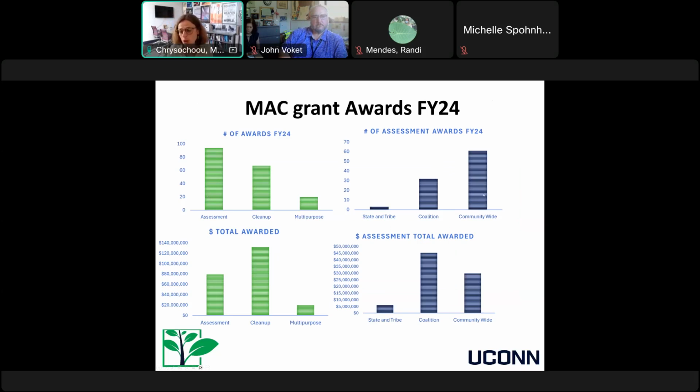And then there are three types of assessment grants. State and tribe grants, as the name implies, are only applicable if you are a tribe or a state, whereas coalition grants and community-wide grants are applicable for regional planning organizations and other types of entities, and we'll talk about that. So you see here that the most frequent type of assessment grants are the community-wide grants, but the coalition grants are approximately half that. However, coalition grants have more money, so the amount of funding that goes towards them is overall higher across the country.